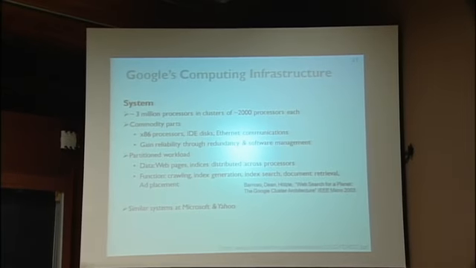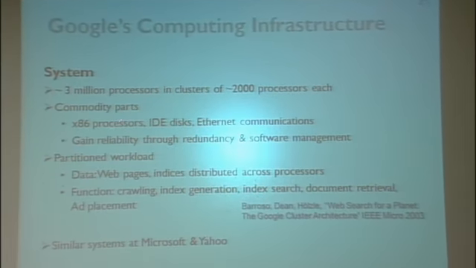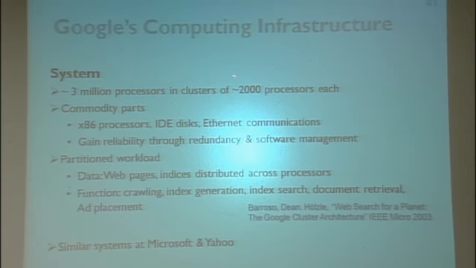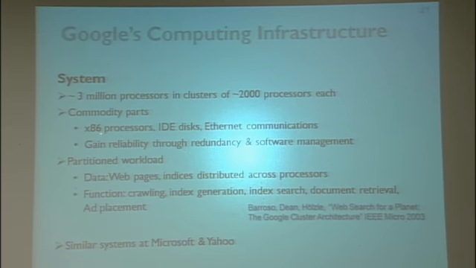So this is already fairly dated, but Google is very secretive of what they do. So this is the closest I can figure out. They have 3 million plus processes in clusters, so 2,000 plus processes in each cluster. What they did was they went for the cheapest thing. They built the entire system out of the cheapest x86 processors we can get, the cheapest disk, fairly cheap communication, and gain reliability and redundancy through software.